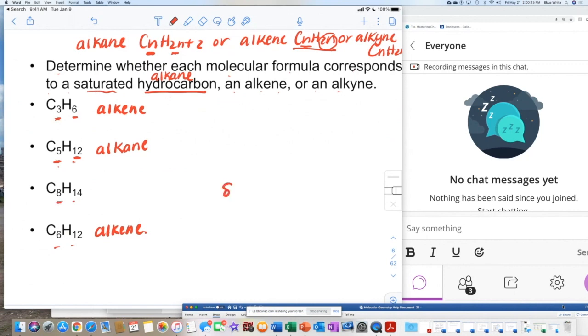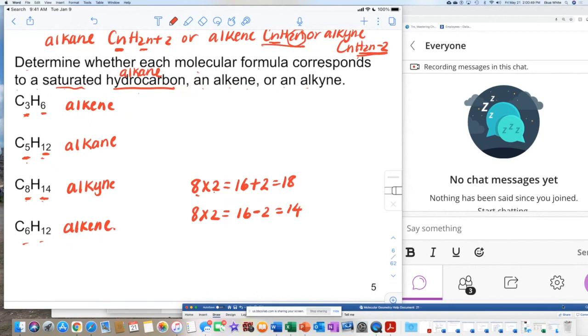8, I can do the math here. 8 times 2 is 16, right? I'm checking to see if it's an alkane. Oops, I wrote too slow. Hold on. 8 times 2 is 16, plus 2 is 18. So if this is an alkane, this would have to be 18. So it's not an alkane. Let me check to make sure it's an alkyne. 8 times 2 is 16. Minus 2 is 14. Oh, okay. So this is an alkyne. All I'm doing is this math right here to figure out what this number is. Okay.